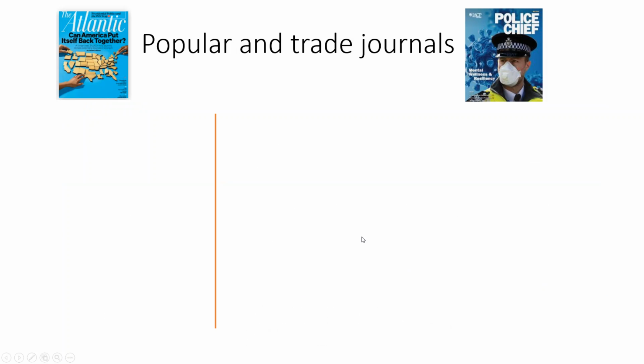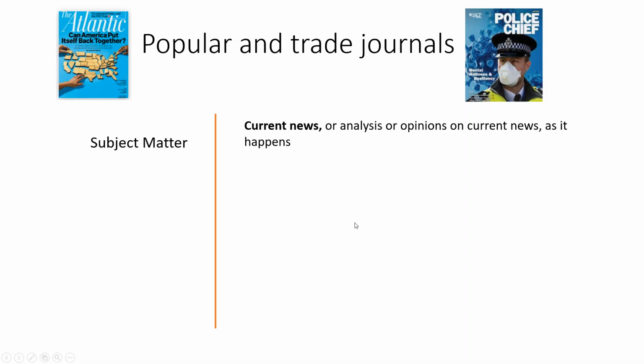Popular and trade journals are more focused on current news and analysis of that news. So you're going to find more up-to-the-minute information in popular and trade journals. And your field has a lot of trade journals, which will help you to understand the issues that are coming right up. The subject matter also covers practical information, and it's really geared toward practitioners and helping to keep them abreast of the latest things that are happening.